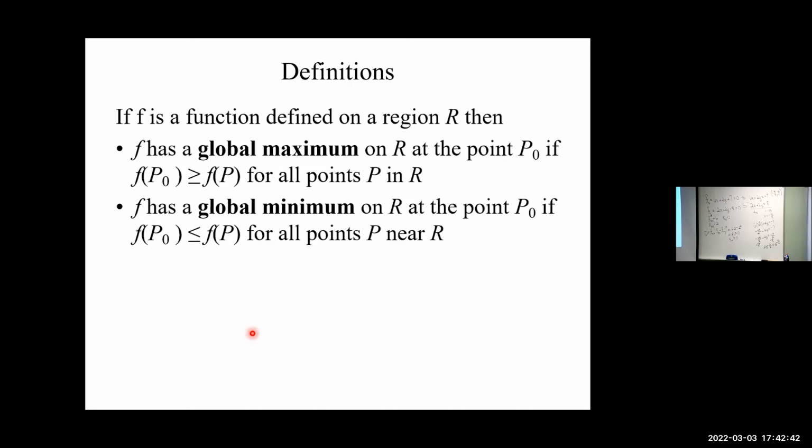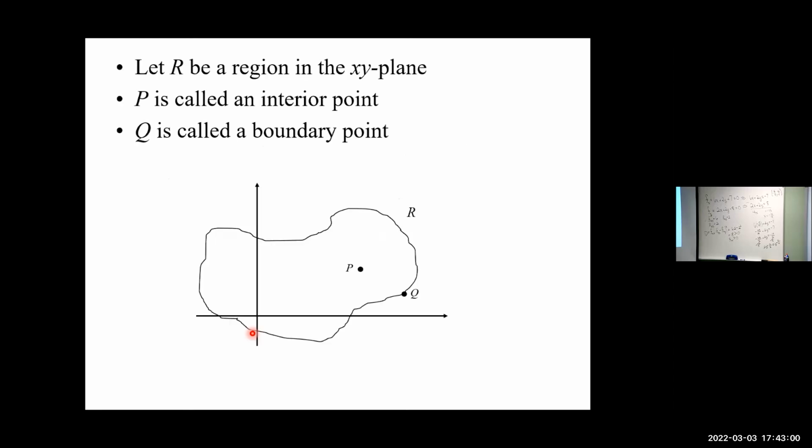So, now we're going to talk about global max and global min. And there's nothing crazy going on here. Global max means that it is the largest function value on our given region. Global min, smallest function value on our entire region. Okay. Well, we need some common terminology here.